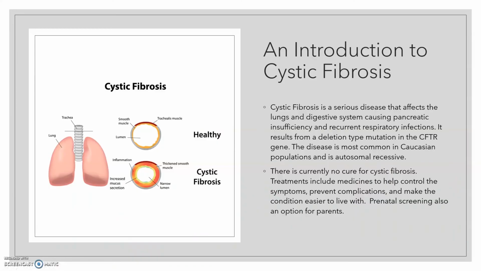An introduction to cystic fibrosis. Cystic fibrosis is a serious disease that affects the lungs and digestive system, causing pancreatic insufficiency and recurrent respiratory infections. It results from a deletion-type mutation in the CFTR gene. This disease is most common in Caucasian populations and is autosomal recessive.